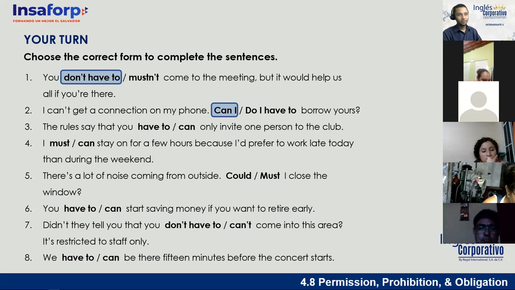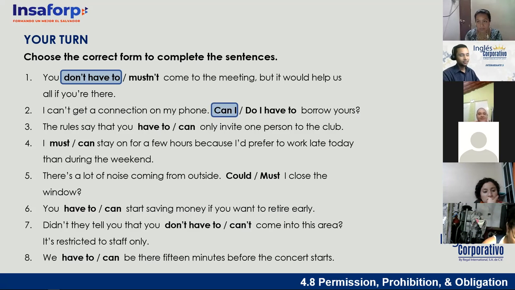Number three, volunteer, please raise your hand. Sonia. Number three. The rules say that you have to only invite one person to the club. The rules say that you, again, sorry, that you?